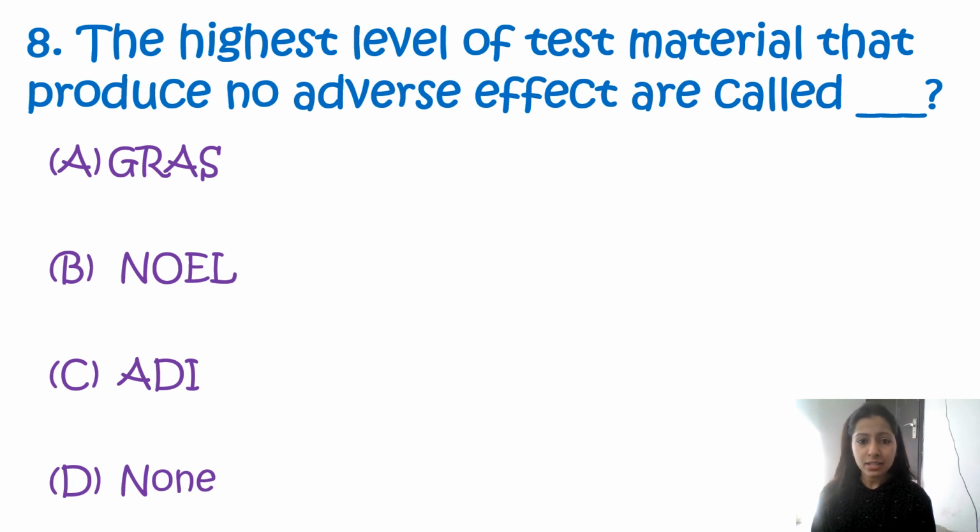So the highest level of test materials that produce no adverse effect is called NOEL, that is no observed adverse effect level. Whereas GRAS, what is it? GRAS stands for generally recognized as safe. It is a designation used by the United States Food and Drug Administration, that is FDA. It was used to recognize food additives that are considered safe for human consumption. So it indicates a level.